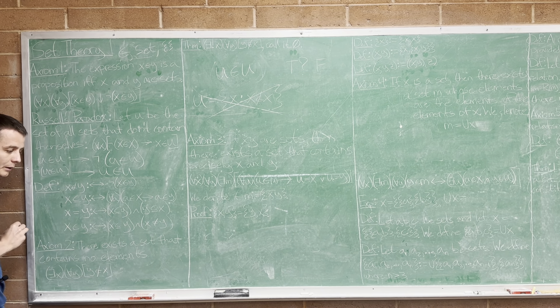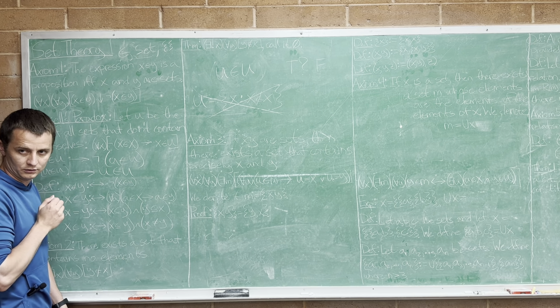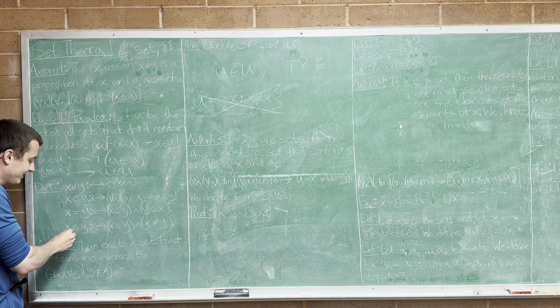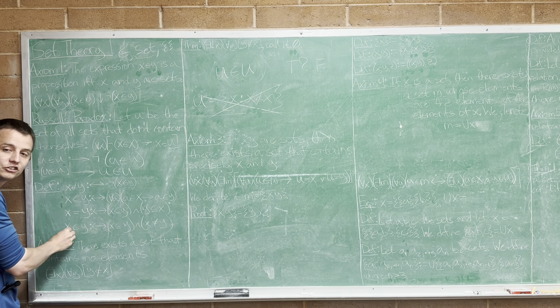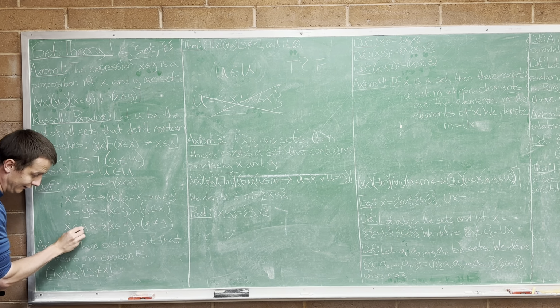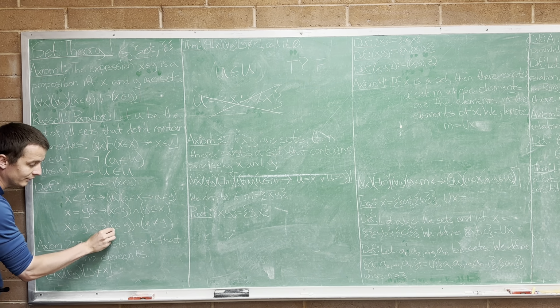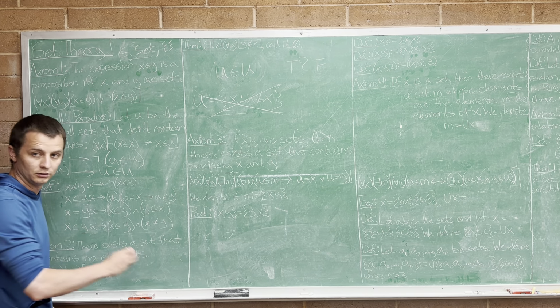X is a proper subset of y. We define that to be x is a subset of y and they're not equal. So x has to actually have less elements than y. I say less because the cardinality of our set might be infinite. But for finite sets, x has to be smaller than y. That everything in x is in y? Yes. If x is a subset of y, then everything that's in x is in y, but not everything that's in y is in x. Otherwise, they'd be equal. So x is a subset of y, but x is not equal to y.